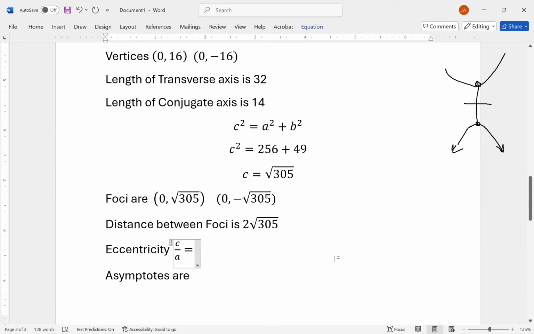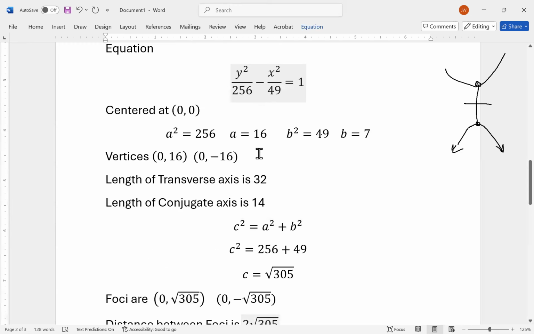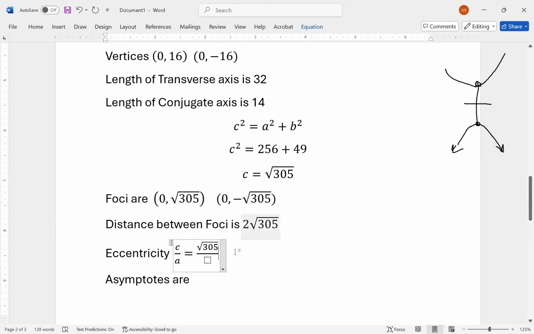So C over A is the eccentricity. That's the square root of 305 divided by A, which is 16. Once again, you can see that that is just a little bit over 1, about 1.09.